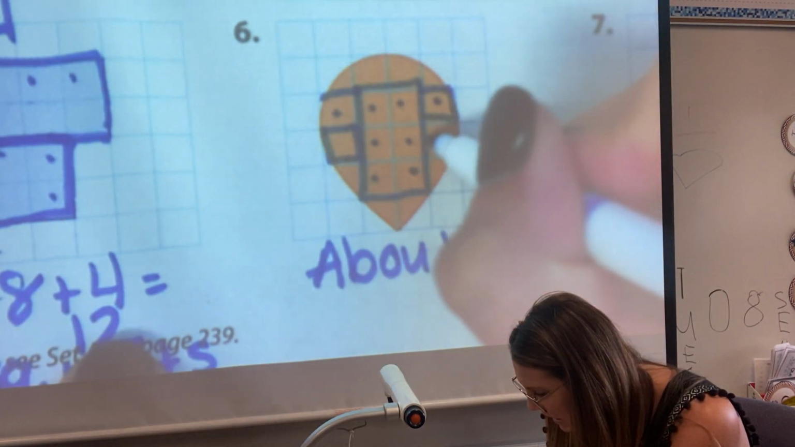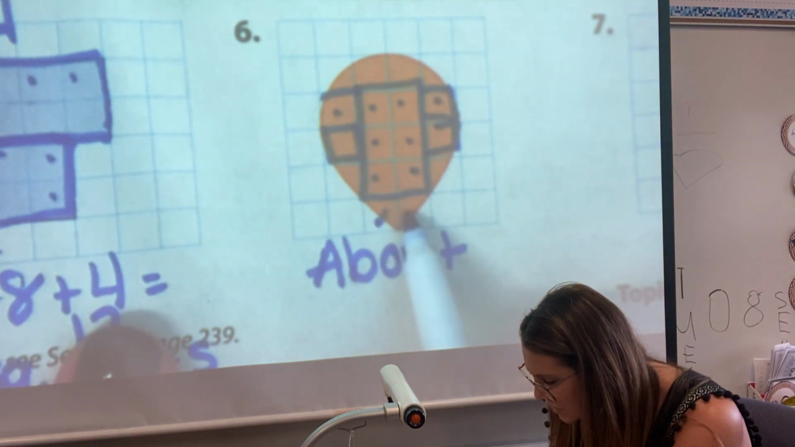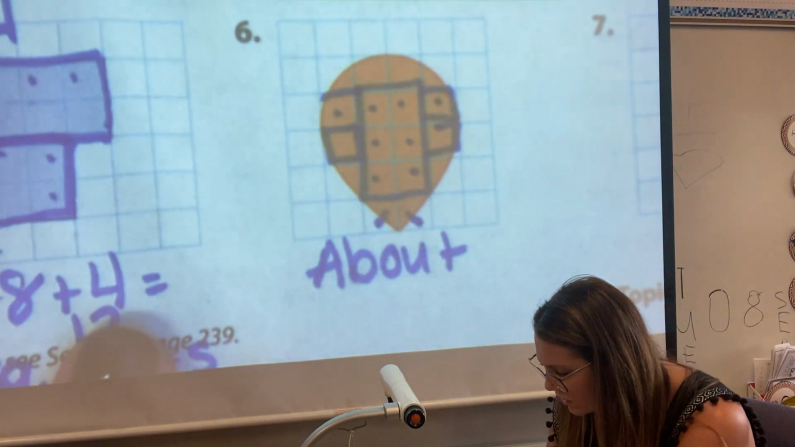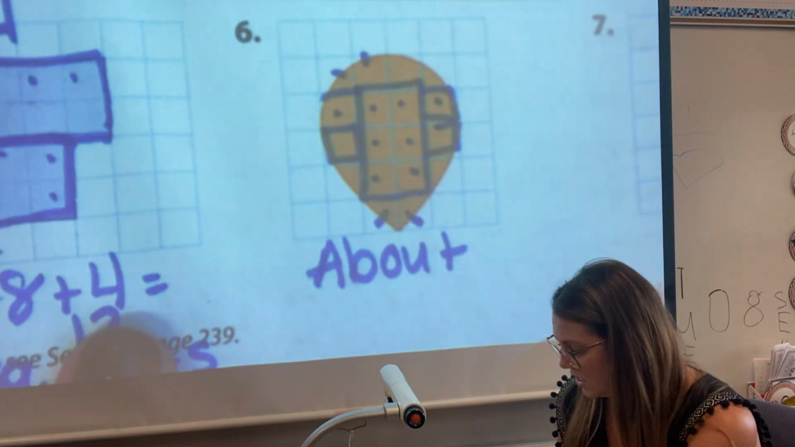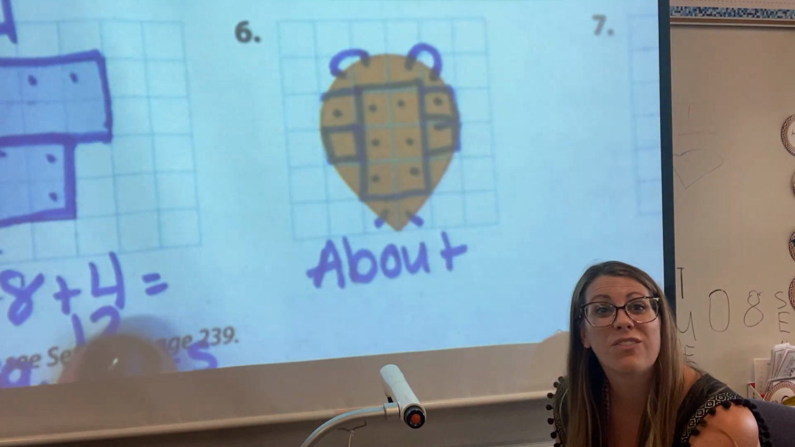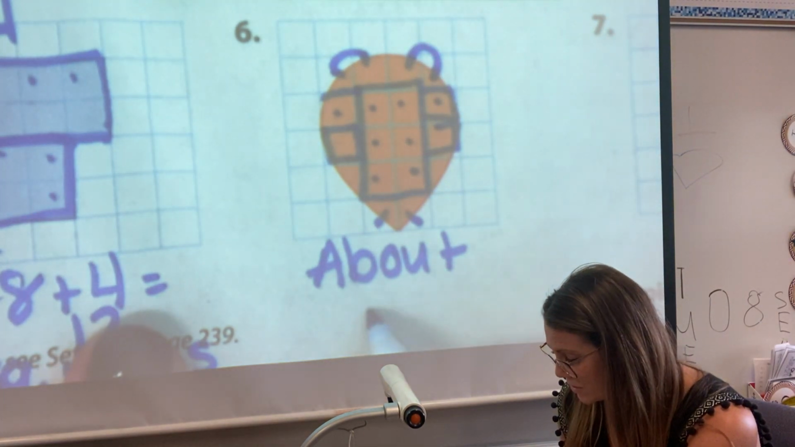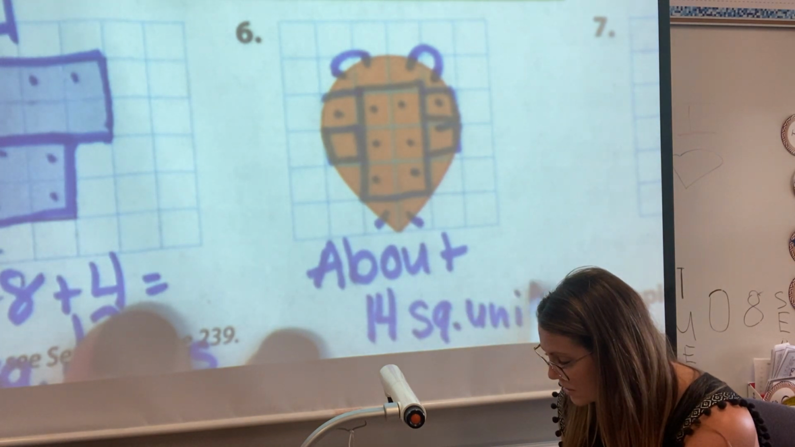This one's about 9, about 10. What about if we put these two together? 12. Maybe put these two together. 13. And put these two together. 14. About 14 square units.